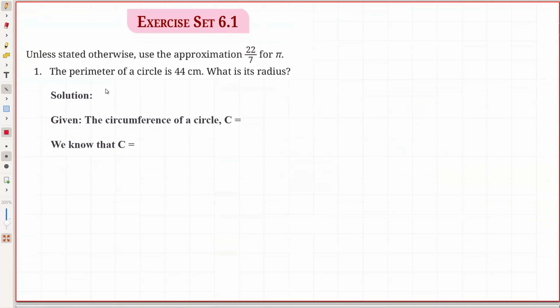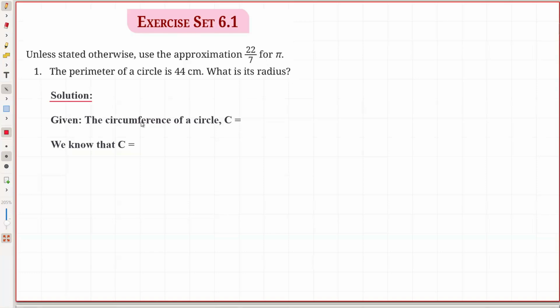Exercise set 6.1, question number 1. The first one: the perimeter of the circle is given as 44 centimeter. What is the radius they are asking? They state that if the pi value is not given, you have to take it as 22 by 7.